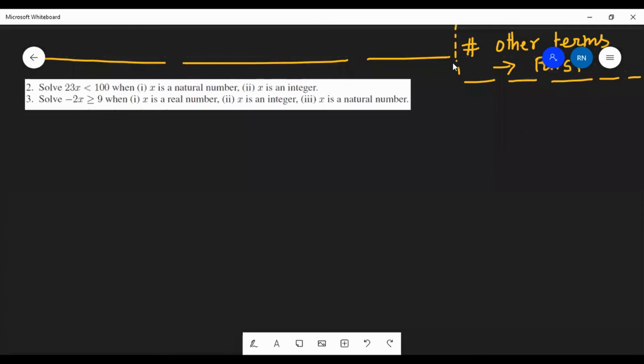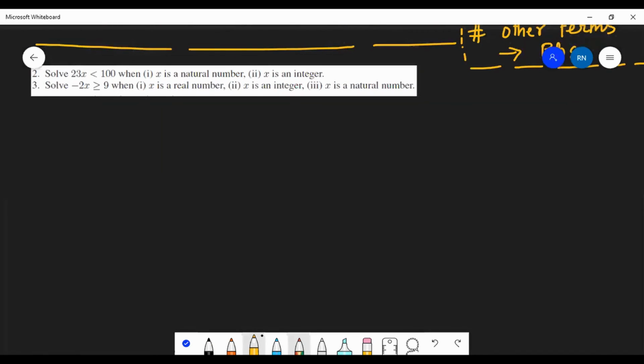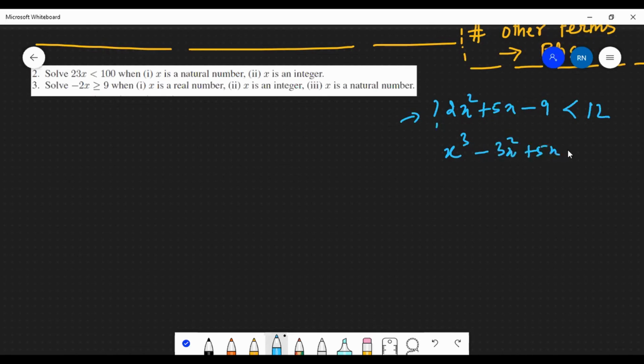So I'm going to teach. It is not only linear. It is not a case of linear only. It can be quadratic. For example, it can be 2x squared plus 5x minus 9 less than 12. Solution. So these are all like puzzles, you know. Then it can be x cubed minus 3x squared plus 5x minus 6 greater than 0. What will be the solution? So these are all puzzle type.